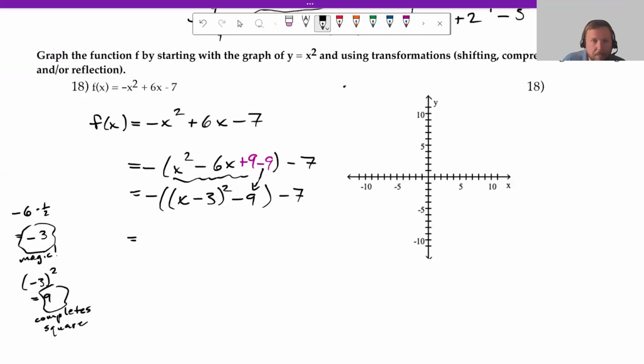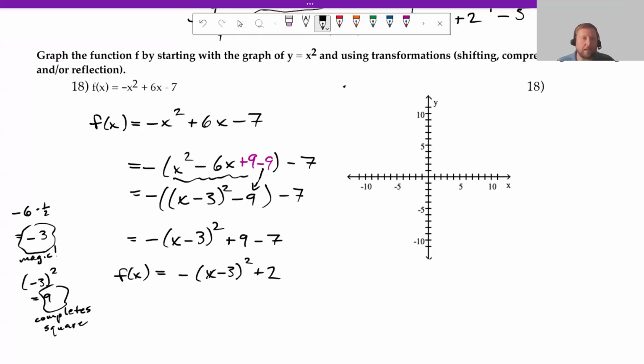Next, I'm going to distribute the negative sign through the parentheses. So I have negative, and I'm going to leave the x minus 3 squared as is, because that was my goal, to get that x only written in one place. And then a -9 makes a +9. And then one more step to simplify everything. So I have negative x minus 3 quantity squared plus 2.